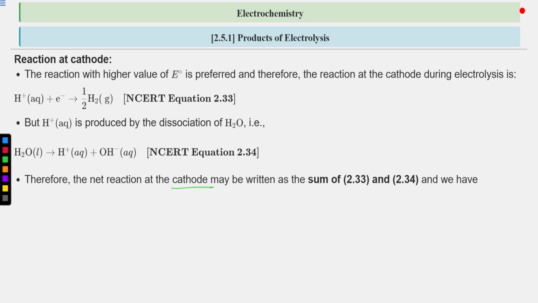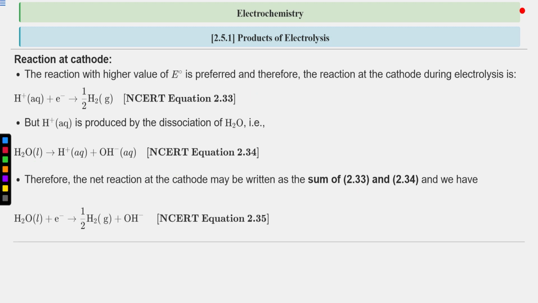Therefore, the net reaction at the cathode may be written as the sum of 2.33 and 2.34. Since H positive is gained from the dissociation of water into H plus and OH minus, the net reaction at the cathode is the sum of equations 2.33 and 2.34. So we have H2O plus electron, because the H positive will cancel out, giving half of H2 plus OH minus. This is the NCERT equation 2.35.